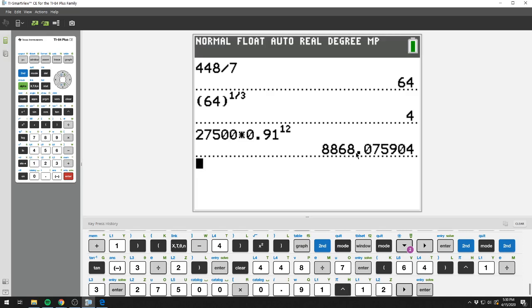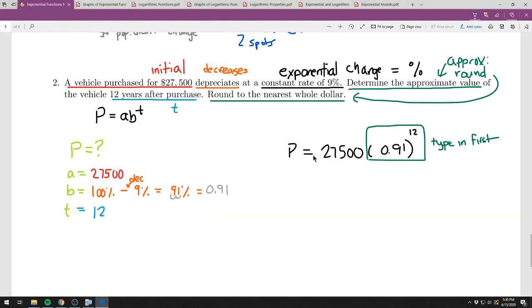8,868 rounded to the nearest whole number dollars. Okay, so apparently after 12 years, this vehicle is worth $8,868. And anyone that has probably tried to sell a car that's even only 5 years old probably wouldn't get offered anywhere near that. But that's the problem.